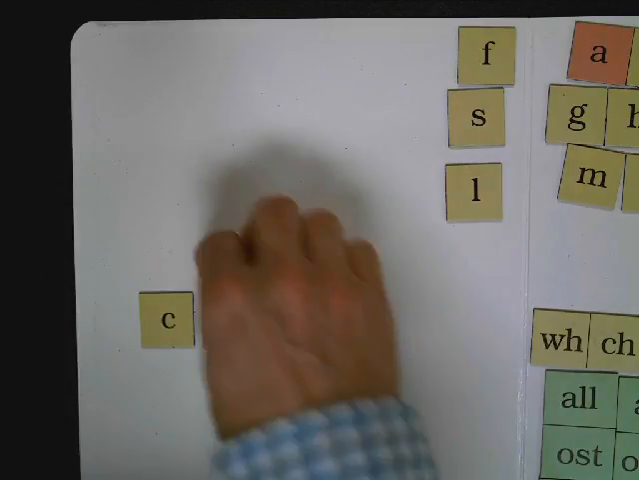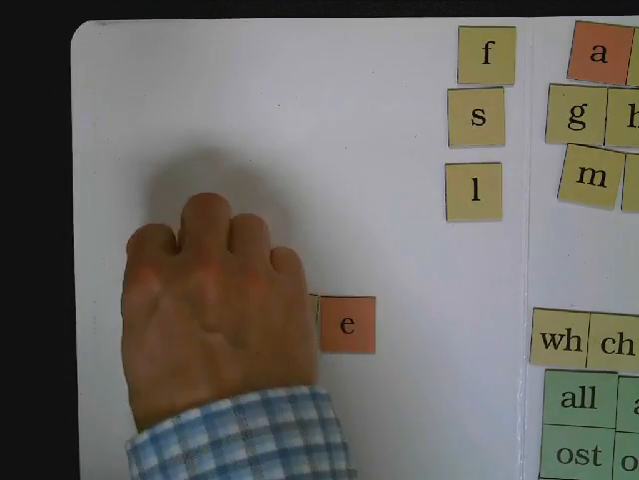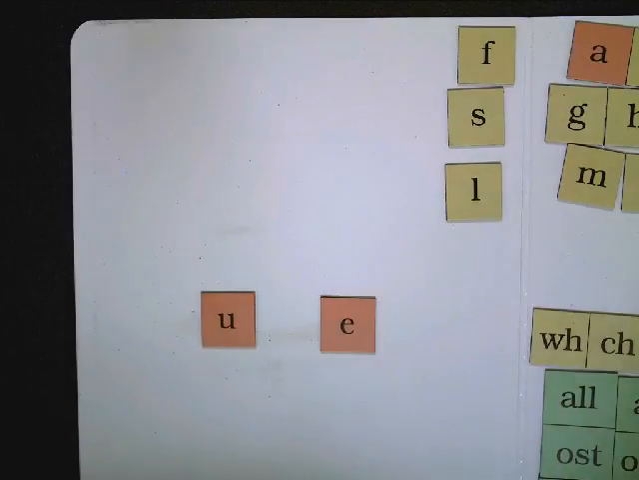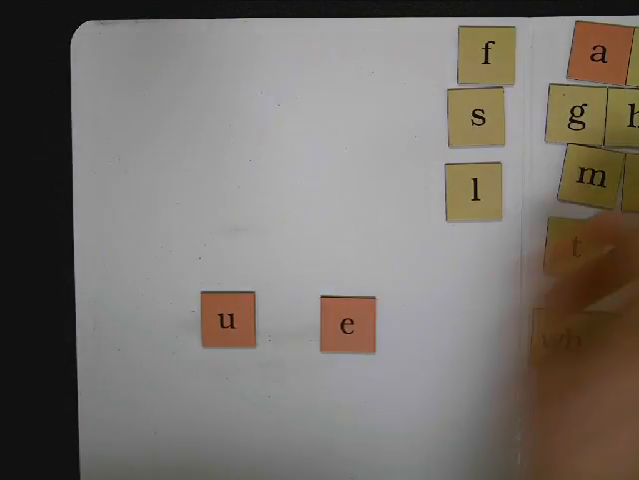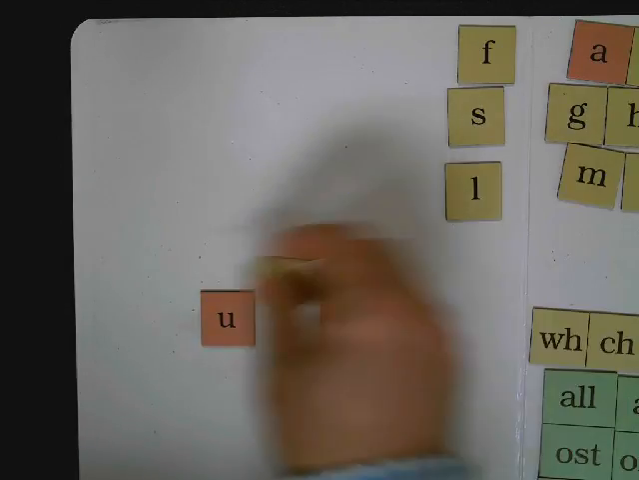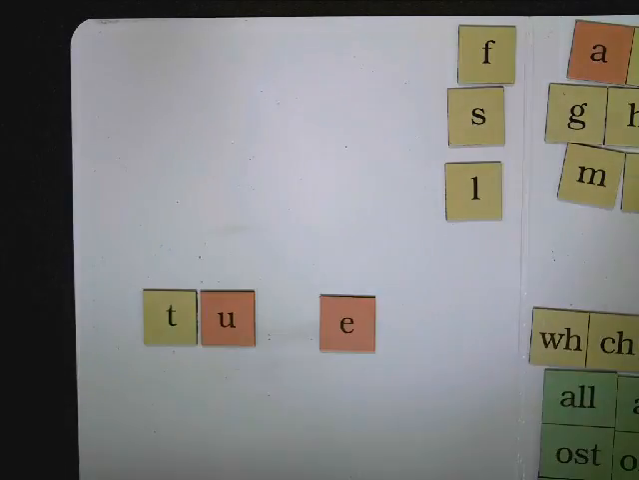There's another sound. You can put that C back. Put that T back. There's another sound that U makes in a long vowel word. Go ahead and grab a T and a B.